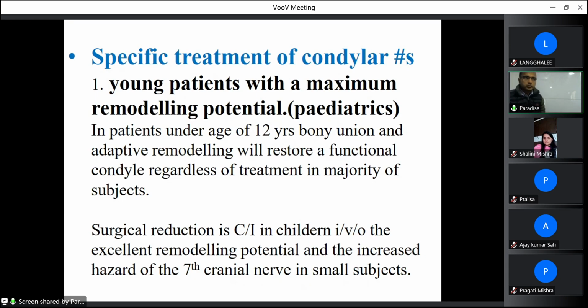In such cases, you have to treat the most serious condition first. If head injury is present, you have to refer the patient to neurosurgery. Once the patient is stabilized and GCS is normal, then only you can operate for maxillofacial injury. Most maxillofacial injury is associated with head injury. If there is head injury, the GCS is low. If the GCS is low, you can't do anything. You have to wait.